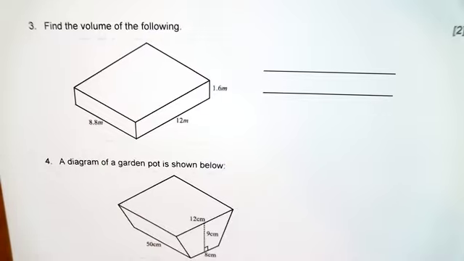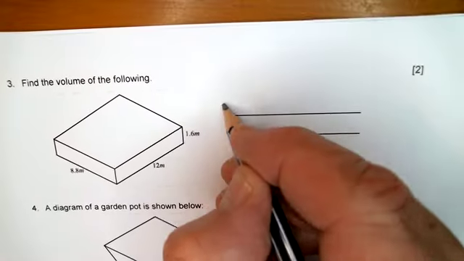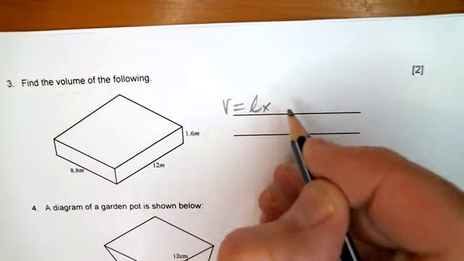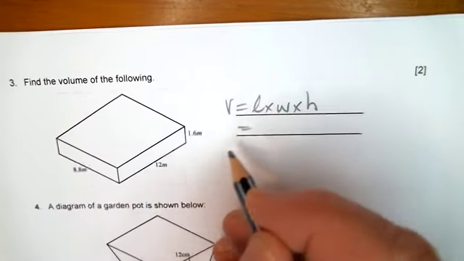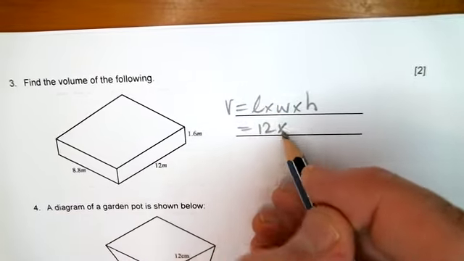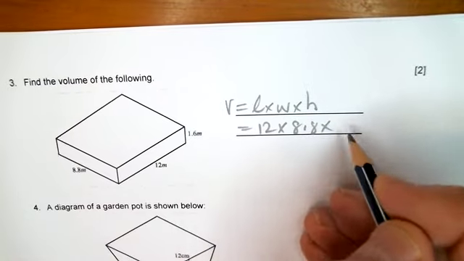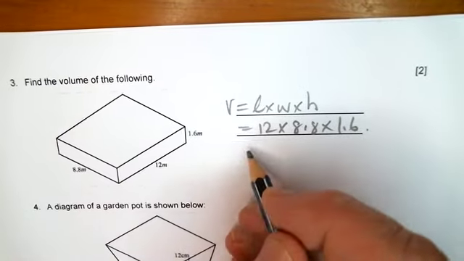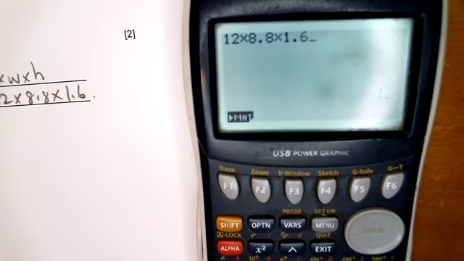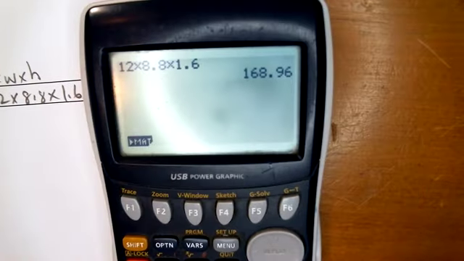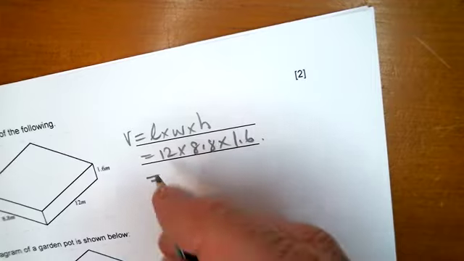Now, it says the volume of the following. Well, volume is equal to length times width times height. So it's going to equal length, we'll call that 12 times 8.8 times 1.6. What do we end up with? We get 12 times 8.8 times 1.6, and we end up with 168.96.